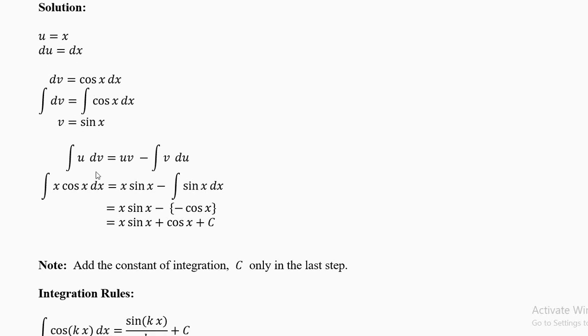Now, integral u dv is equal to u into v minus integral v du. Now, u is equal to x, v equal to sin x. Copy x sin x in 2-3 steps. Then integrate v du. There is a minus in the rule, so just remember to note it out. Integration of v, we have seen it is sin x, so it is v equal to sin x, du equal to dx. We have sin x dx integration.